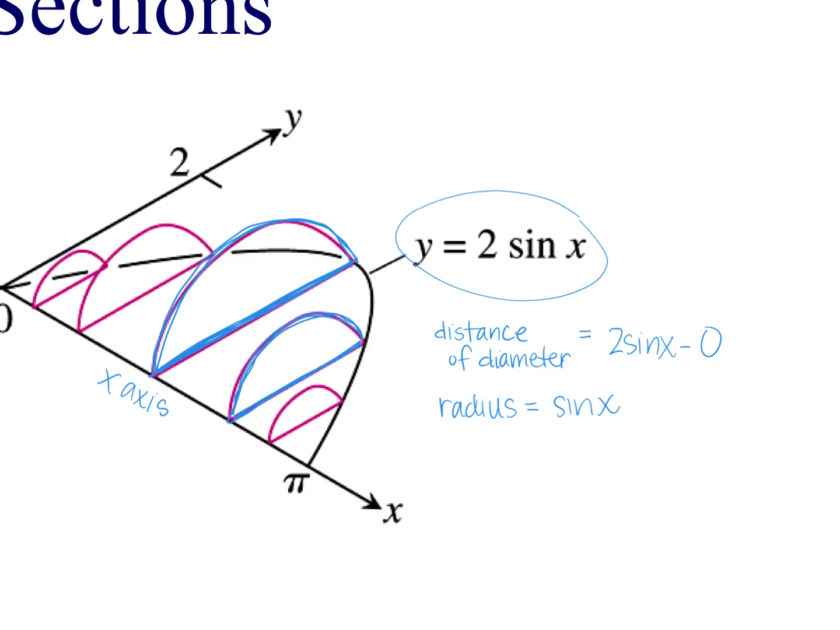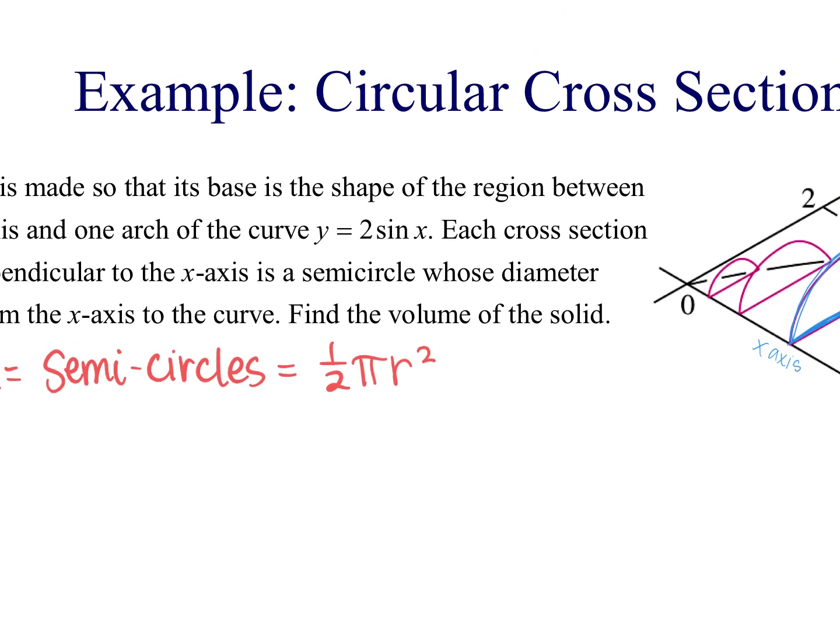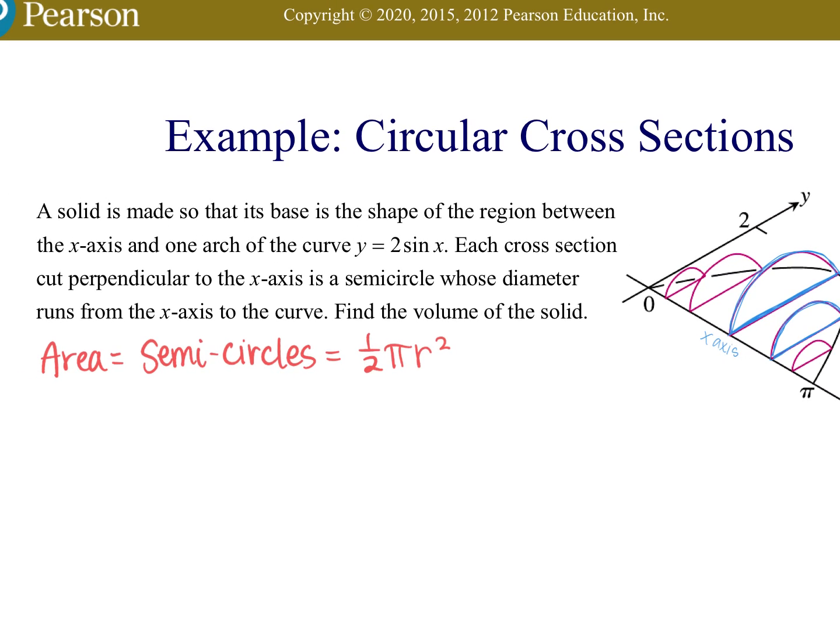So now I can go back to my geometry, and I know that the radius is sine x, so this will be 1/2 pi times sine x quantity squared. That for every problem is the toughest part. It's coming up with an equation for the geometric shape using the variable x off of the picture that we're given. Turning it into volume should be easy.